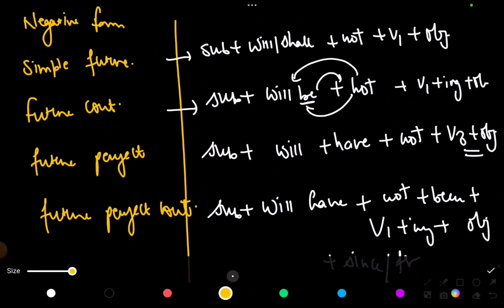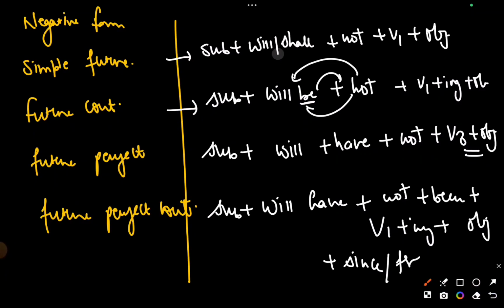Okay, now when we see the structures, first of all, future continuous negative: subject plus will/shall plus not plus be plus V1 plus ing. Then here, beta, subject plus will plus not plus be. You will remember that not will come after will, in all the cases. Be plus V1 plus ing plus object.